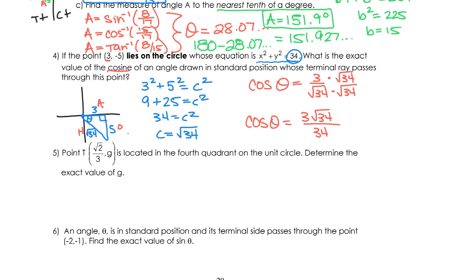The last thing we have to do is check our sign. So all students take calculus, and cosine theta is positive, and this fraction is positive, so we can leave it. And there's our answer.